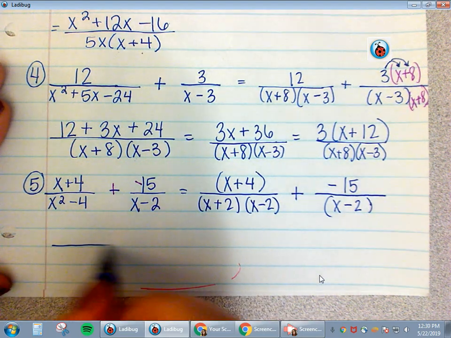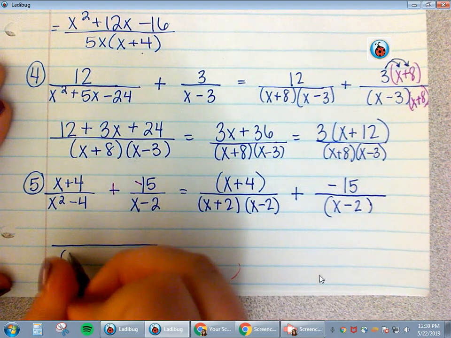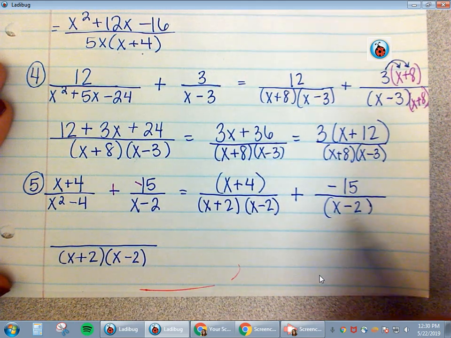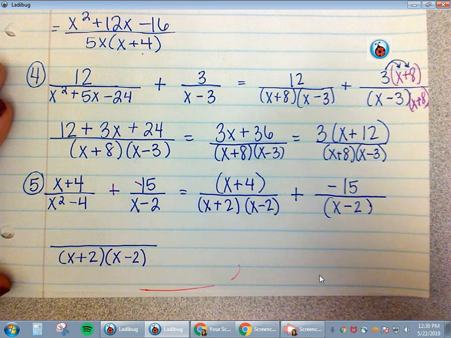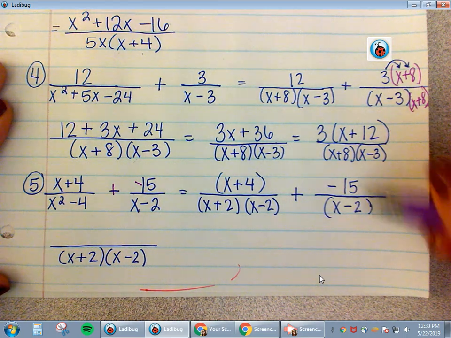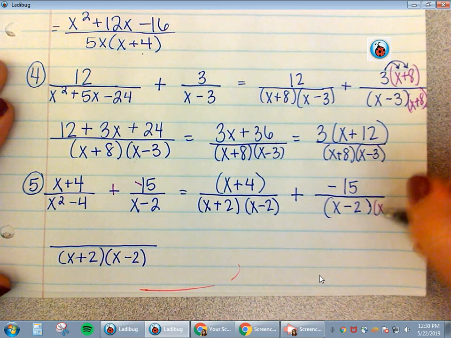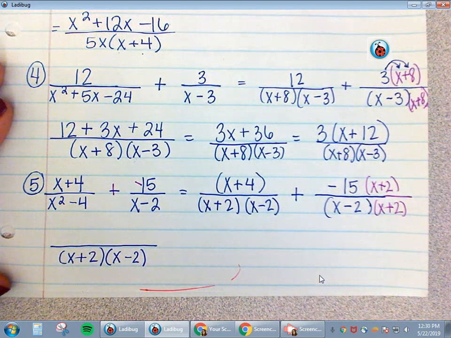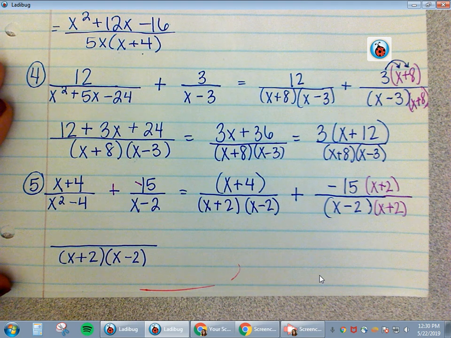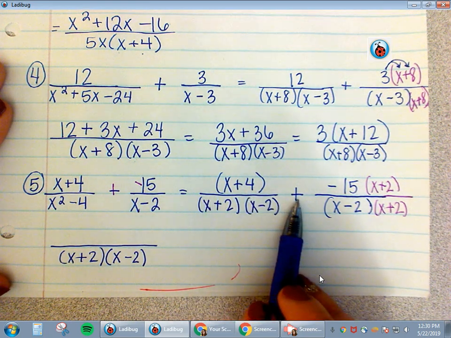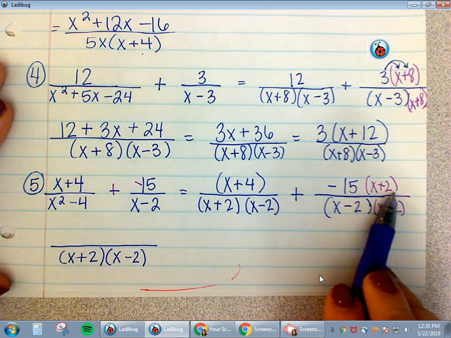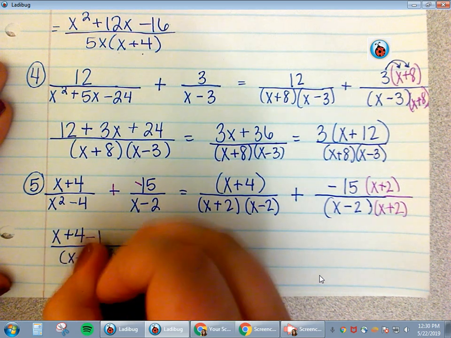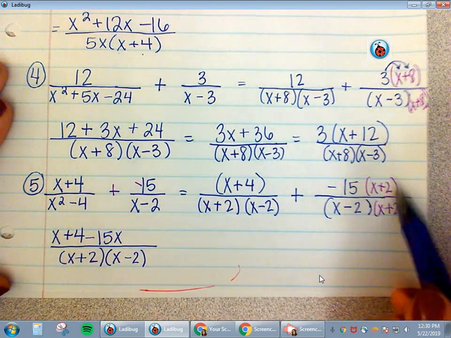We can find our common denominator, copy the first, x plus 2, x minus 2. The second one is already represented, so I don't need to add anything else down here. What I do need to do is make this one match. So it was missing its x plus 2 on top and bottom. And then I just can clean this up. I had x plus 4 minus 15 times x plus negative 30. So x plus 4 minus 15x minus 30.